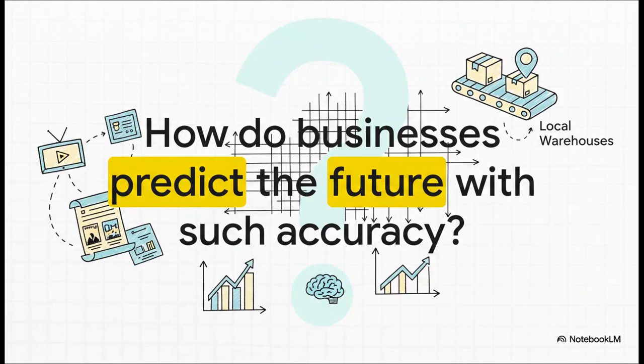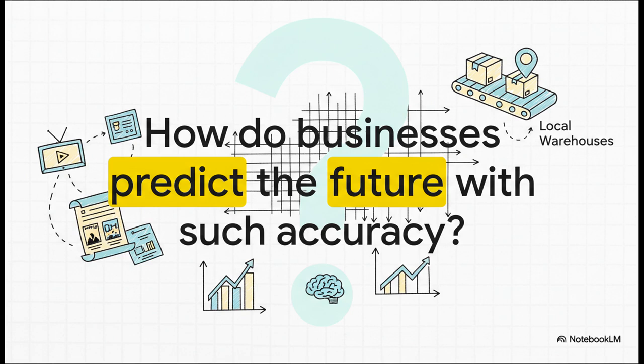So, let me ask you this. Have you ever wondered how companies like Netflix or Amazon just seem to know what you want? Netflix recommends a show you end up loving, or Amazon has a product already waiting in a warehouse near you before you even click buy? Well, you know what? It's not magic, and it's definitely not a coincidence.